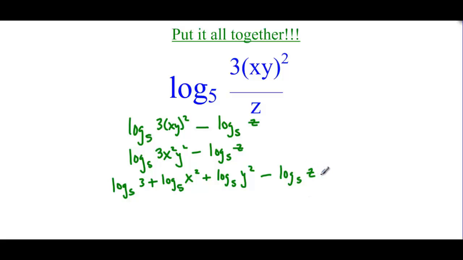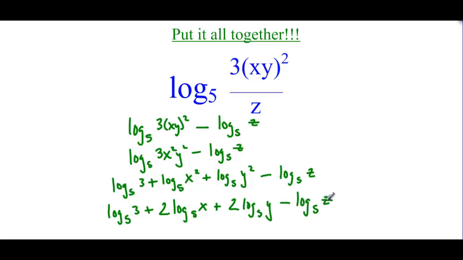Okay. So now what do I have to do? Well, here, these two I have exponents. So I can leave log base 5 of 3 by itself, but I'm going to pull that 2 out front. So I'm going to get 2 times log base 5 of x plus 2 log base 5 of y minus log base 5 of z. And that would be my final answer.